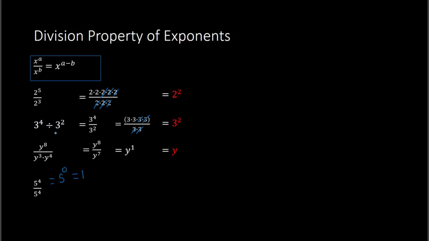Or if we wanted to write this out as 4 5's divided by 4 5's, once again we could divide these out, and if we follow the division rules, we would get those to cancel. So we have 1 times 1 times 1 times 1 over 1 times 1 times 1 times 1, which would still equal 1. So bottom line, our answer will equal 1.